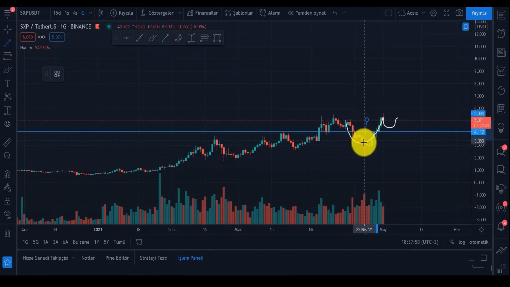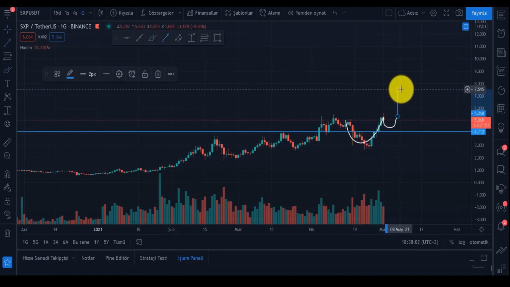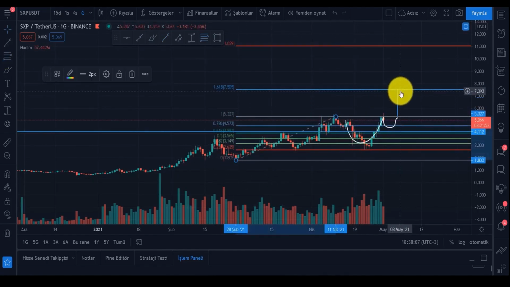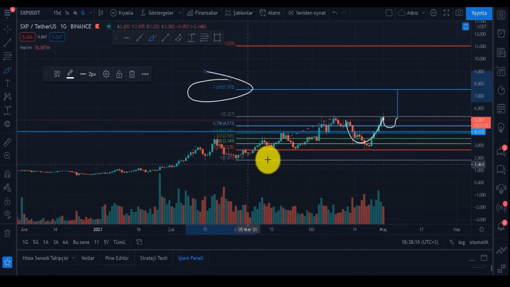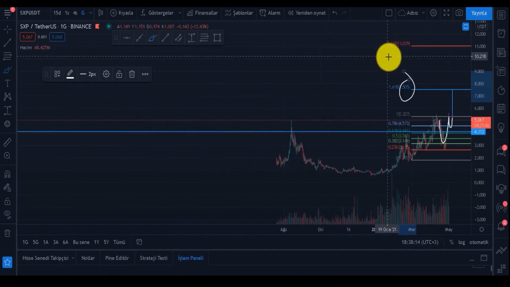Let's take a depth measurement upwards. It shows that it is 7.5. If we draw from the point where the trend started again, it shows that the 1.618 resistance is also around 7.5. Of course, in the long term, it will test these 10.5 levels again.